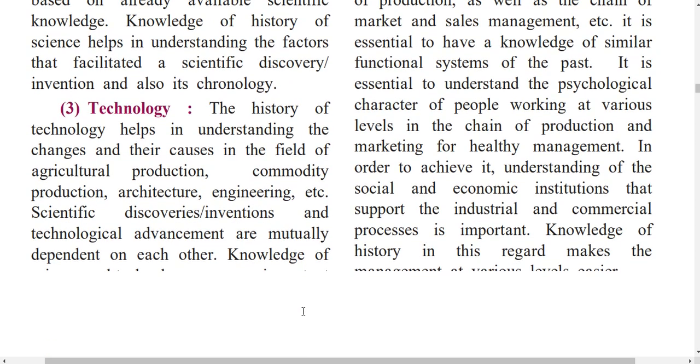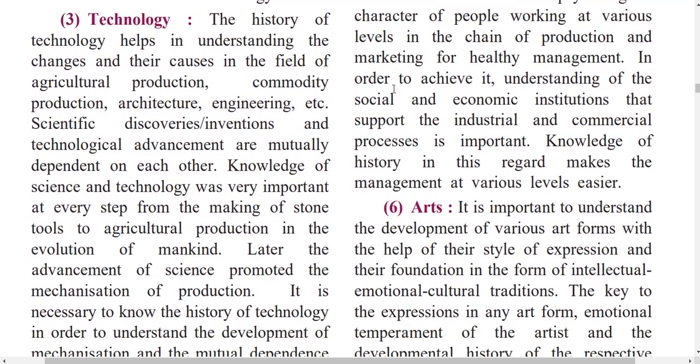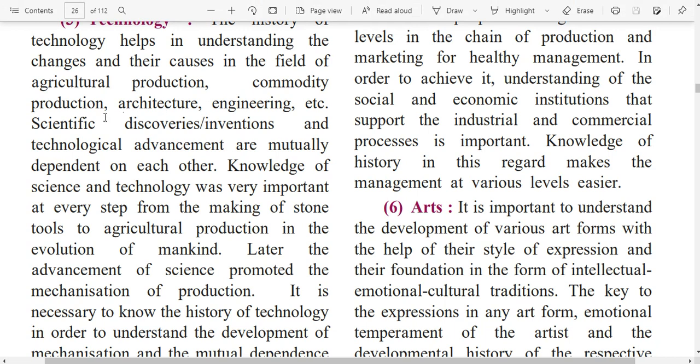Next is technology. Technology is also related to science. The history of technology helps in understanding the changes and their causes in the field of agricultural production, commodity production, architecture, engineering, etc. Scientific discoveries, inventions, and technological advances are mutually dependent on each other. Knowledge of science and technology was very important at every step from the making of stone tools to agricultural production in the evolution of mankind.